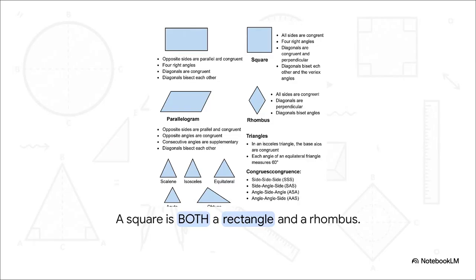And this right here is the biggest takeaway. A square isn't some totally separate thing. It is a rectangle because it has 4 right angles, and it is a rhombus because it has 4 equal sides. It's the most specialized shape in the whole family, with the most properties of all.